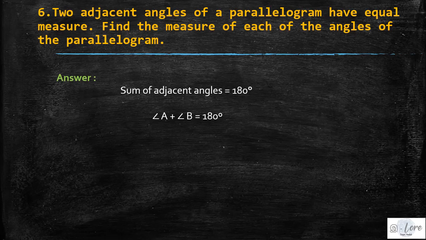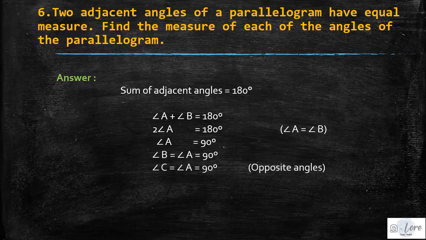Angle A and B sum to 180 degrees. A and B are equal. So we can say angle A plus angle A is equal to 180 degrees, which is nothing but 2 times angle A is equal to 180 degrees. Then what is the measure of angle A? 180 divided by 2, which is nothing but 90 degrees. If a figure's angle is 90 degrees, it may be either a square or a rectangle, right? And similarly, we know that B is equal to 90 degrees, which means D is also 90 degrees. A is equal to 90 degrees, which means C is also 90 degrees.